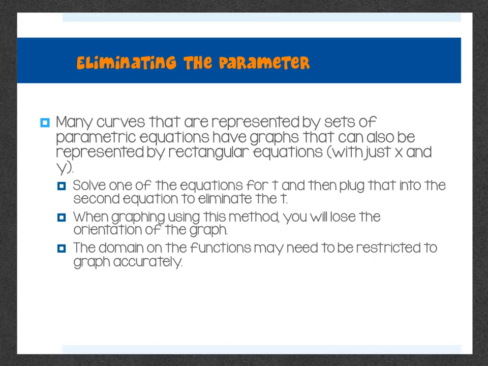So then depending on whatever equation's left there, you will know how to graph it. You'll graph it, okay? But you won't have the orientation. So these don't have the arrows in the directions that they're supposed to go. That's why it's an approximation and not exactly accurate. And then the last thing says the domain and the functions may need to be restricted to graph accurately. So keep in mind domain is going to be important here.